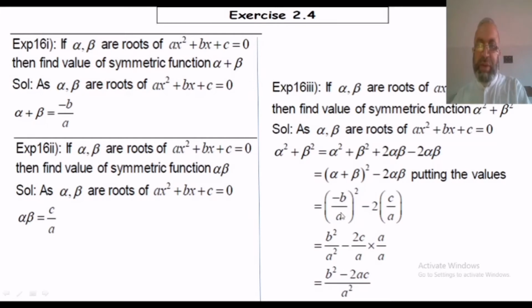Simplifying this, it becomes b square by a square minus 2c by a. So multiply and divide this by a to get a square, the same LCM. Now a square is the LCM. We get b square minus 2ac. So that is the value of the symmetric function alpha square plus beta square.